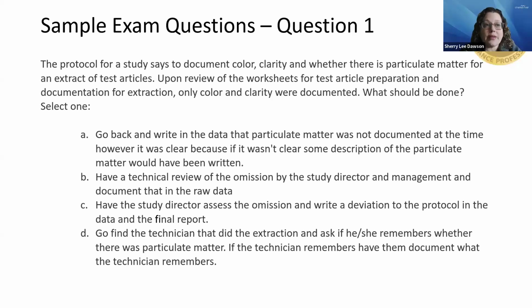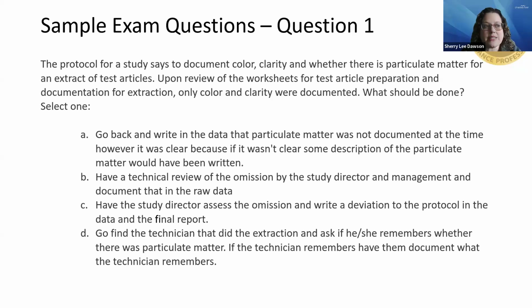The first one, go back and write in the data that it wasn't documented, but it would have been that. We can't assume that something was or wouldn't have been done if there's no documentation, right? The rule of documentation: if it wasn't documented, it didn't happen. So if it's not documented, we don't know if it was or wasn't. So the first one is not meeting ALCOA. And the last one, go find the technician and see if they remember. If they remember, document it. Well, that also doesn't meet the contemporaneous aspect of ALCOA. So A and D are easy to remove.